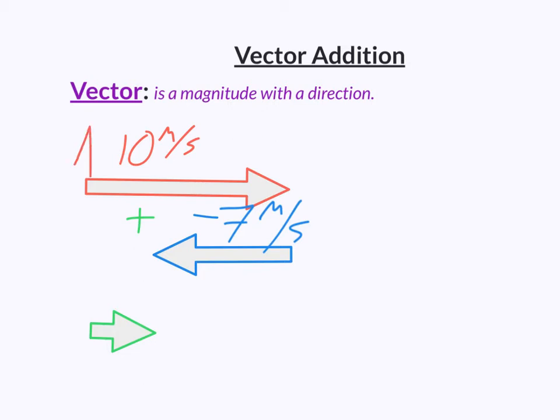So I'm going to go back and I'm going to call this vector A, and I'm going to call this one vector B. And so that's going to give us a resultant vector, and that resultant vector is going to be equal to the 10 meters per second plus the negative 7 meters per second. So that's going to give us 3 in the positive direction, meters per second. And it works just like that.